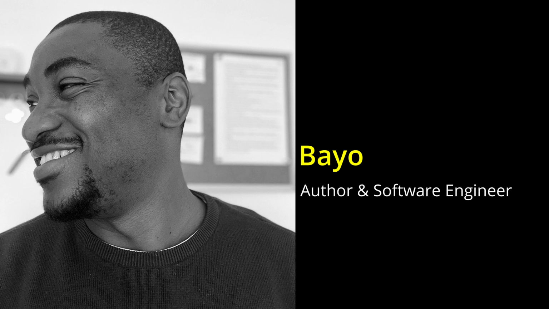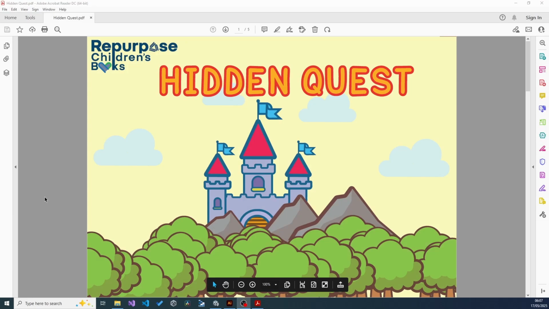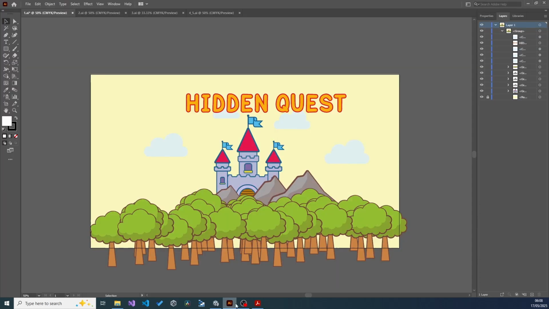Now, let's open up Unity and get started with the cover page of Hidden Quest. The first thing we need to do is prepare our visual assets outside of Unity. To do that, I'll open up my raw illustration files in Adobe Illustrator. My illustrations were done using Adobe Illustrator, hence my use of this software for this step.